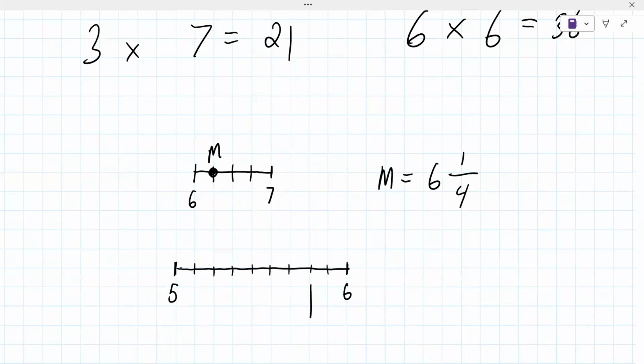All right, tell me about point A. Give me the value of A, please. 5 is the whole number, and it's 7/9. You got it. Good. Okay.